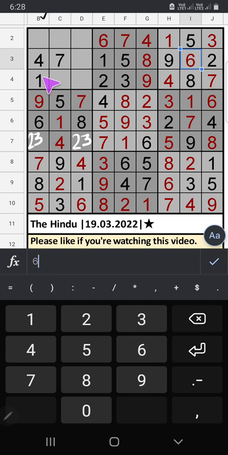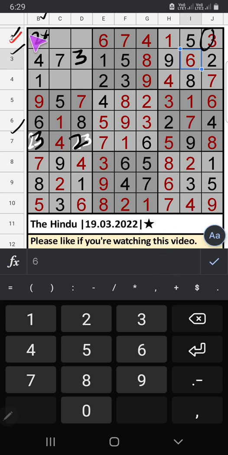Column B, 2 numbers are remaining, 2 and 3. Second row we have 3. So 3 can't come in the cell. 3 is confirmed here. Then 2 is here. Seventh row, only 1 number is remaining, 2. 2 is confirmed here. Third row, only 1 number is remaining, 3. 3 is confirmed here.